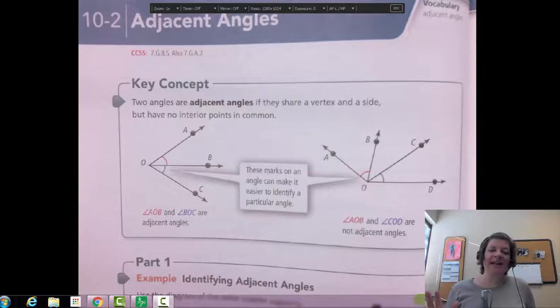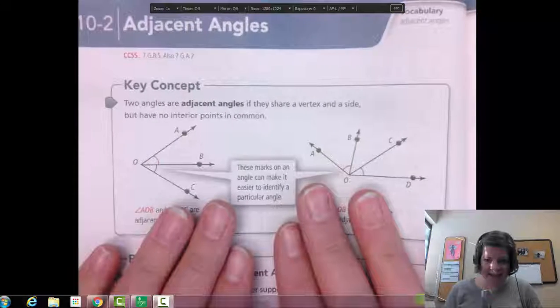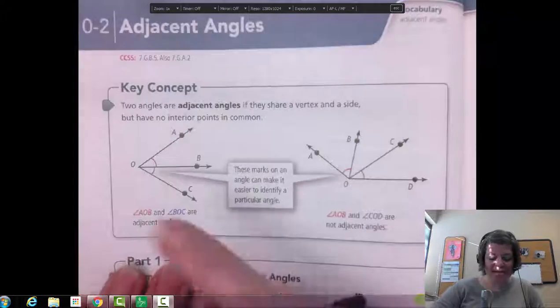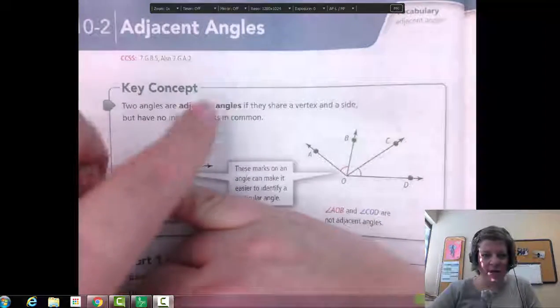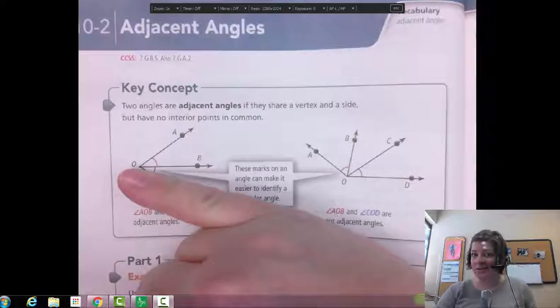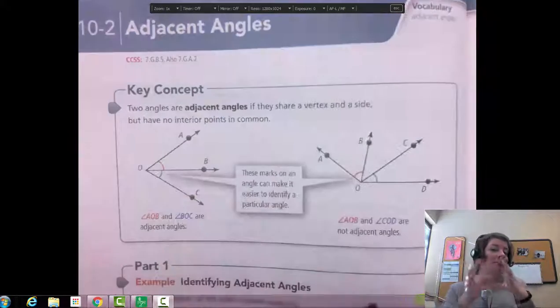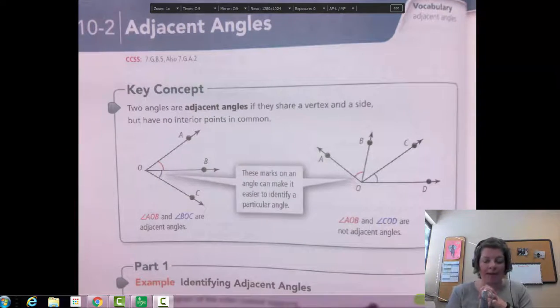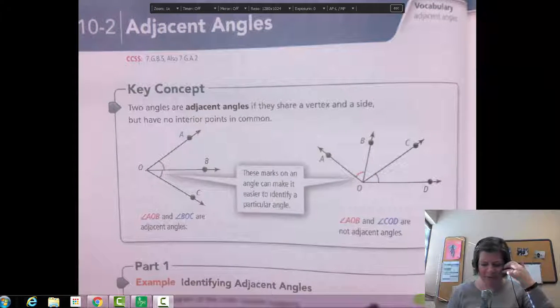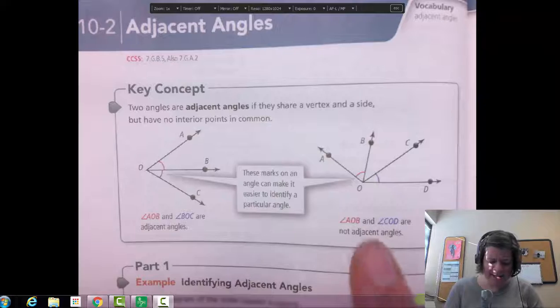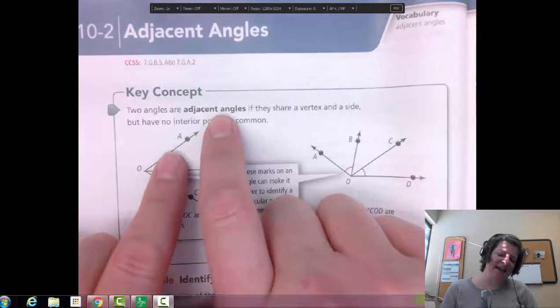So this video is going to help with adjacent angles. In the last section, 10.1, we just looked at one angle at a time. Basically we would look at this angle and find an x. If we knew the degrees, we would maybe measure using our protractor. That's pretty much what we did, those two concepts. This one is adjacent angles, but the same kind of idea.